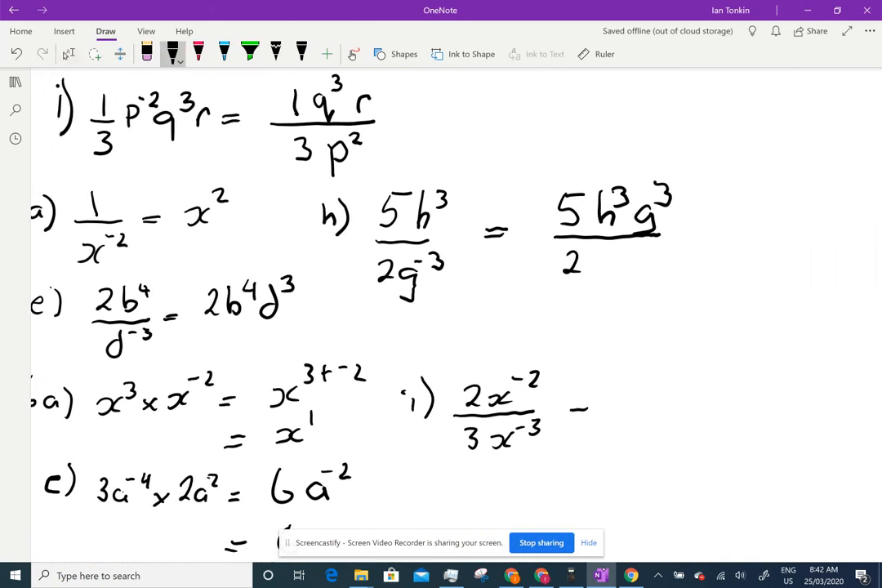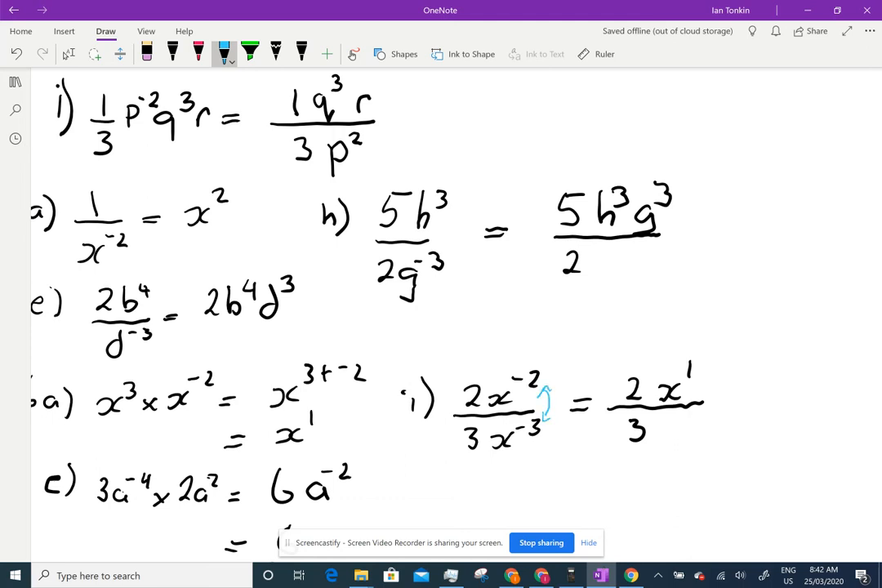You can move that 3 upstairs if you want, make it positive, and you can cancel. I'm just going to do the subtraction. The 2 and the 3, they don't move. They've got no powers with them. But negative 2 minus 3 is going to put that x up there, because it's going to come with positive 1. This is a division. These two are being divided.